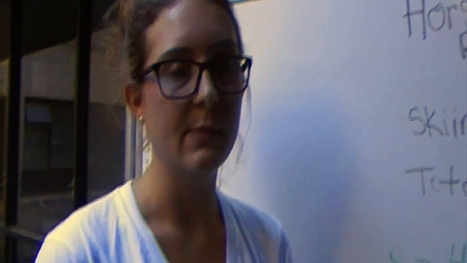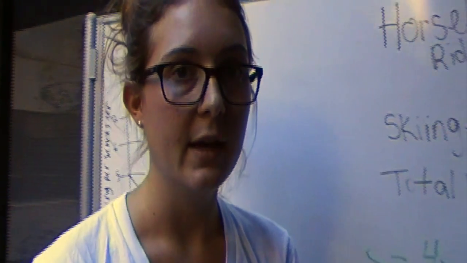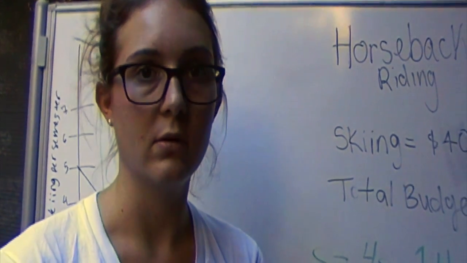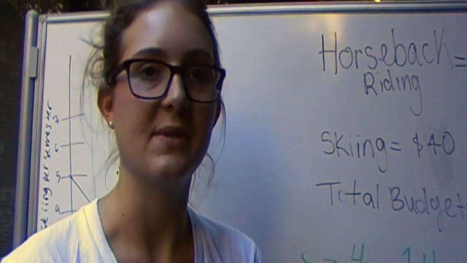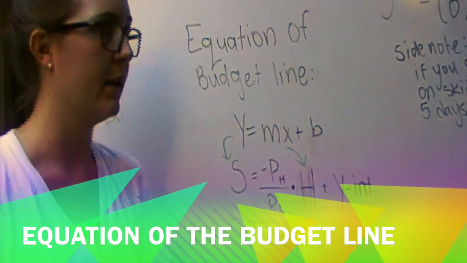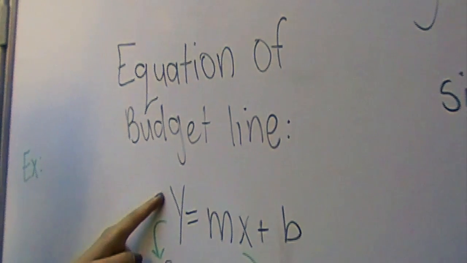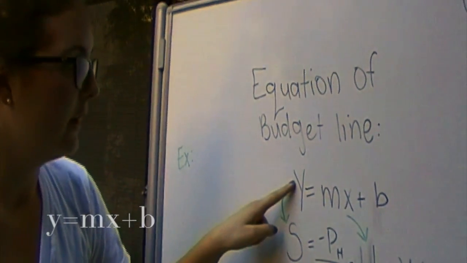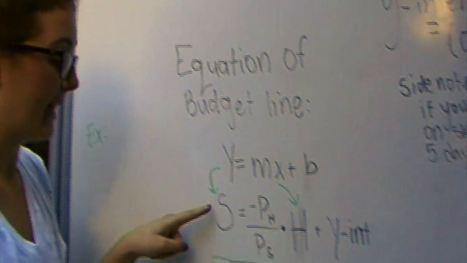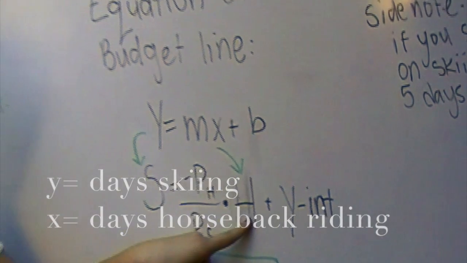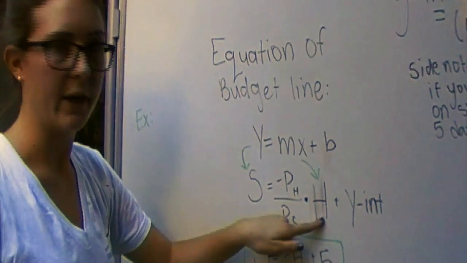So all 3 of these points are on the same budget line and have the same exact budget, but they have 3 different combinations of total horseback riding and days of skiing. I'm going to explain how to get the equation of a budget line. For any given line, the equation is y equals mx plus b. For this graph in particular, the y-axis is days of skiing, and the x-axis is days of horseback riding, and that's why we replaced these here.